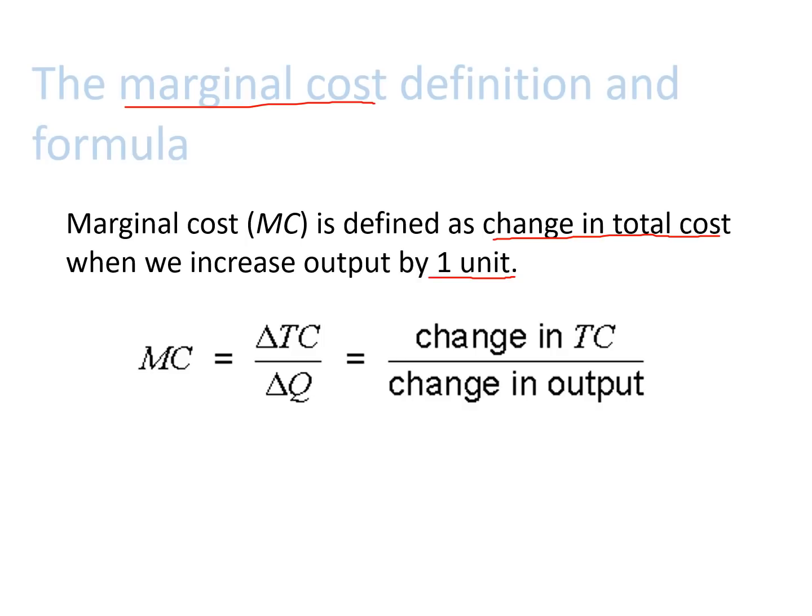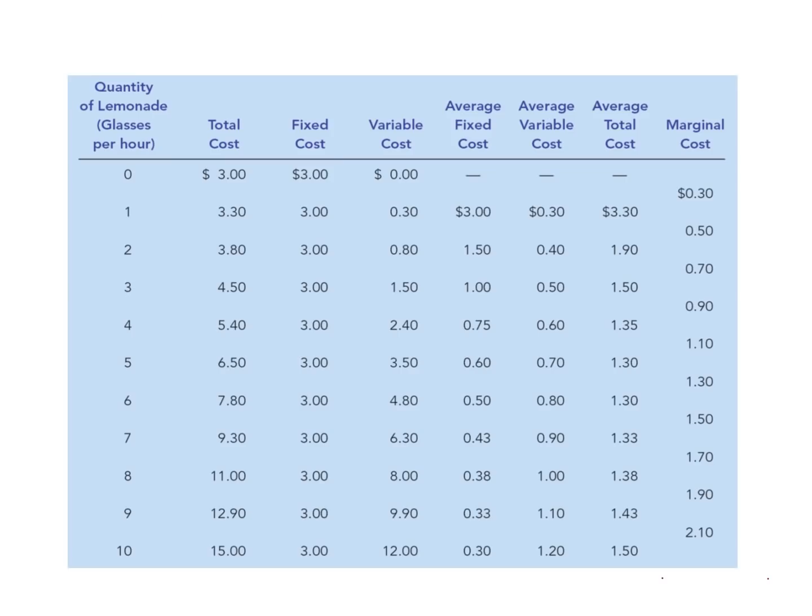If we want to express this idea as a formula, we can write marginal cost as MC equals Δ, the Greek letter delta, which stands for the change in. So it's the change in total costs divided by the change in the quantity. This is the same thing as saying it's the change in total costs per unit of additional output, when we increase the output by 1 unit. So in words, change in total costs divided by change in output.